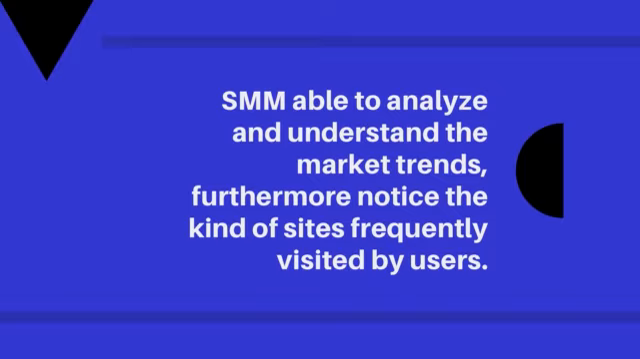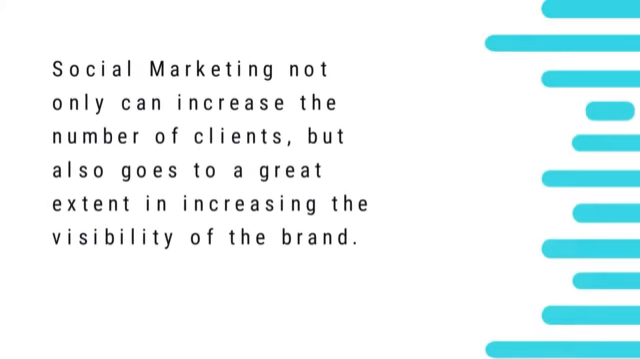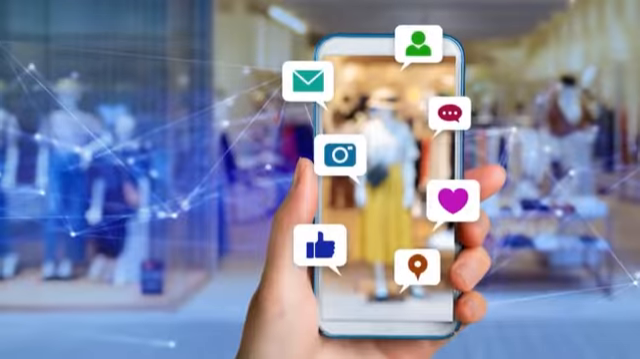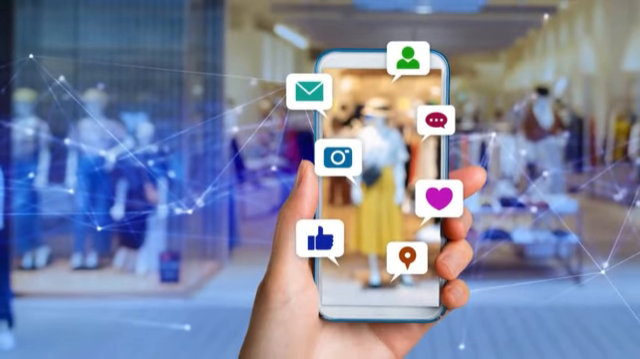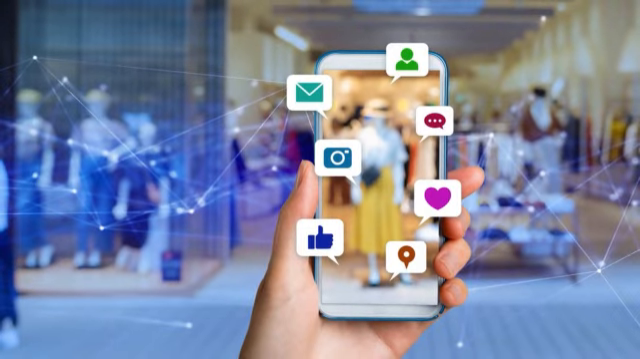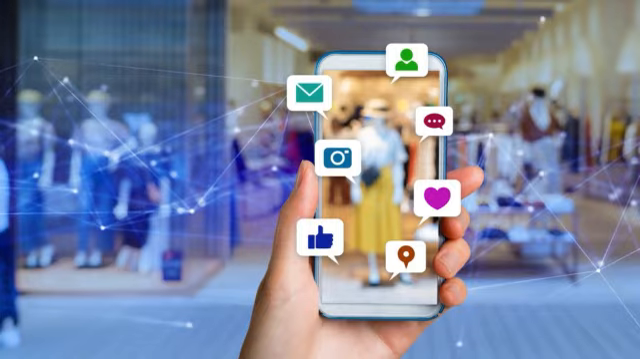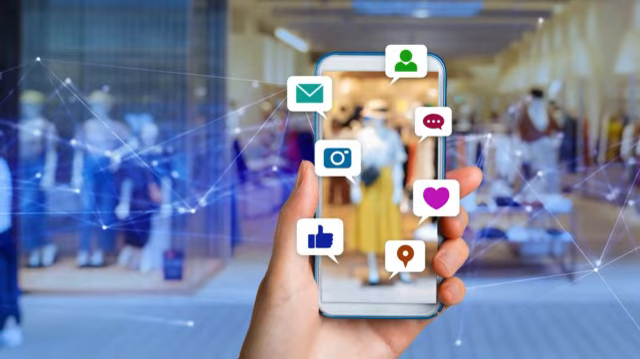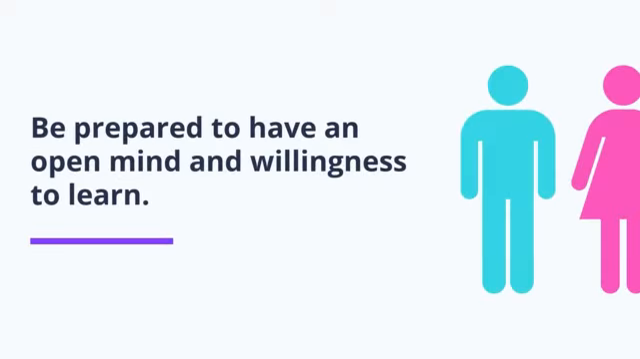Engaging in advertising over social media networking also helps in improving the business profile of the advertiser. Social marketing not only can increase the number of clients, but also goes to a great extent in increasing the visibility of the brand. Apart from gathering followers, a social media manager is also able to discover leads which could generate business for the brand. Various social networking sites such as Facebook, LinkedIn, Pinterest and Twitter include a plethora of users who use these sites for both professional and personal networks.